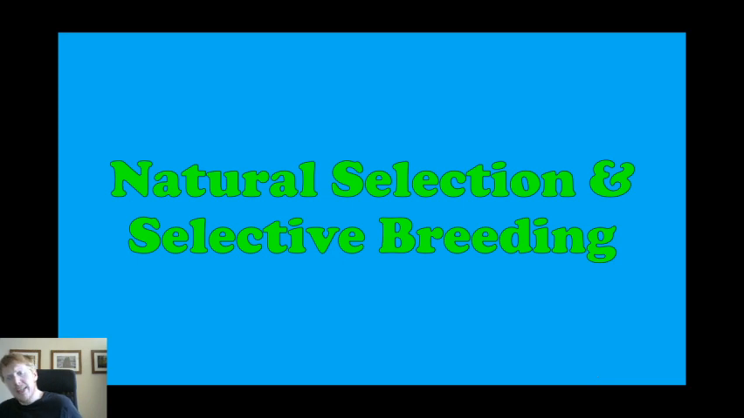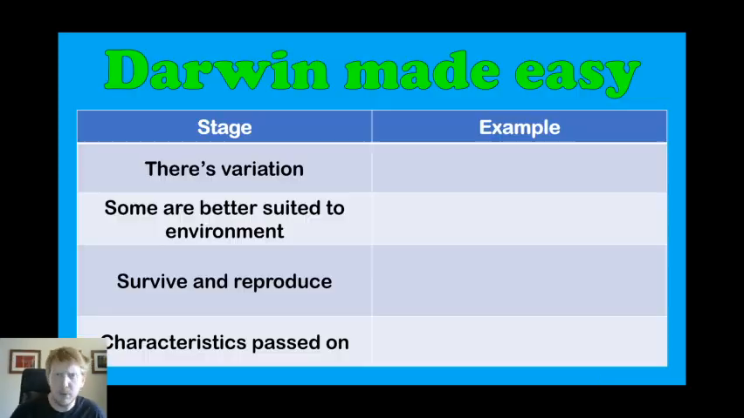So today we're going to be looking at natural selection and selective breeding. I'm going to try and break it down as simply as I possibly can. So natural selection, all you need to be able to do is use these 4 steps in different contexts, right?